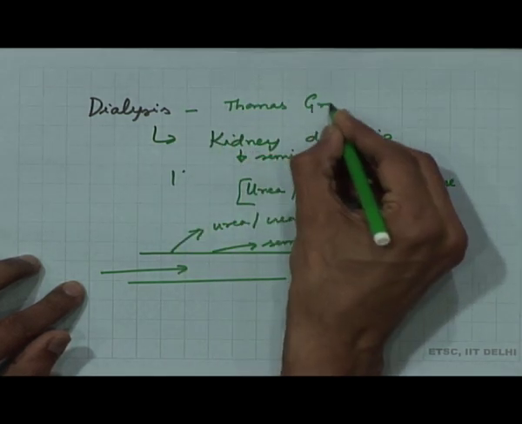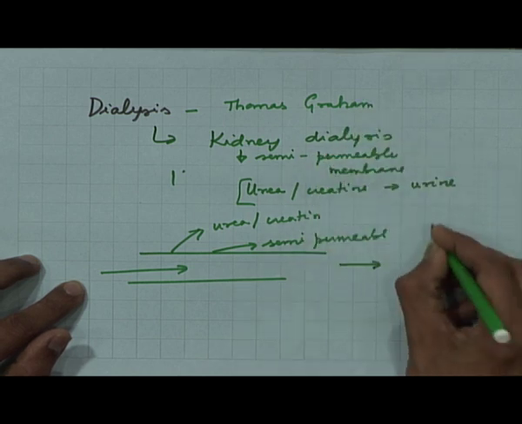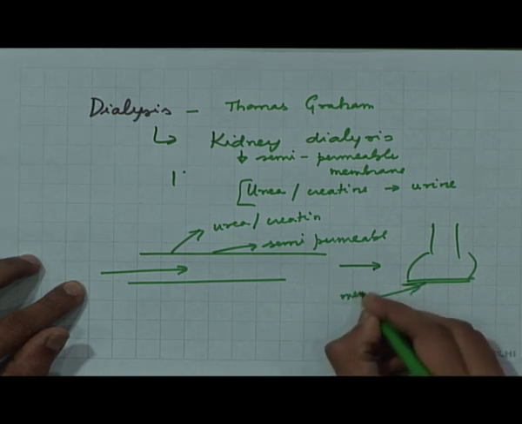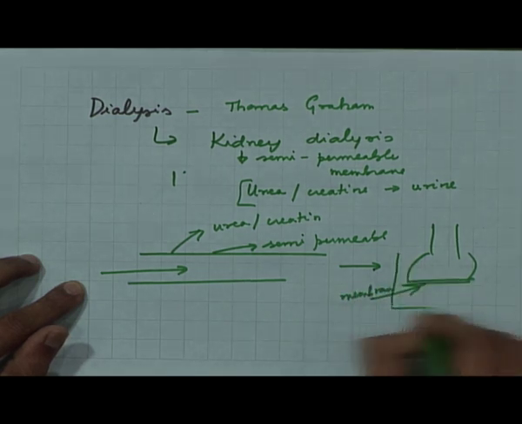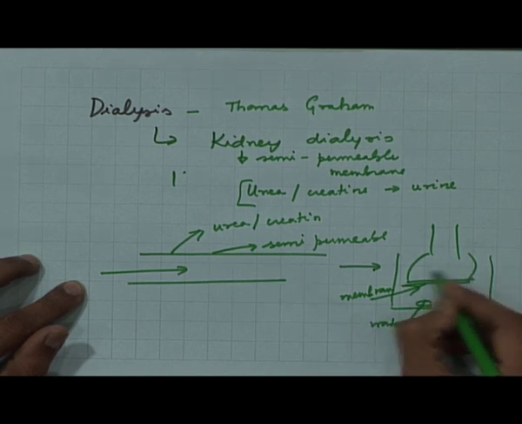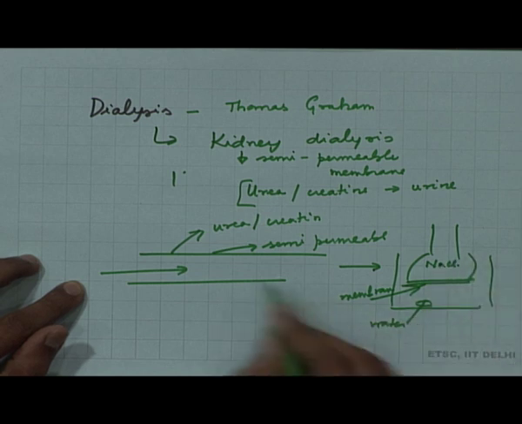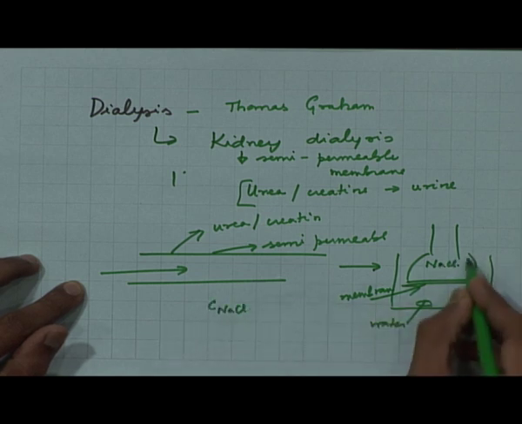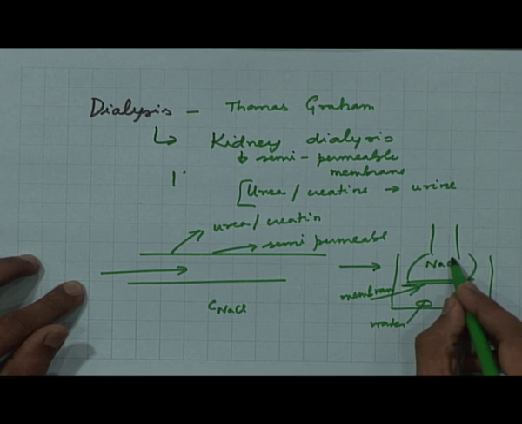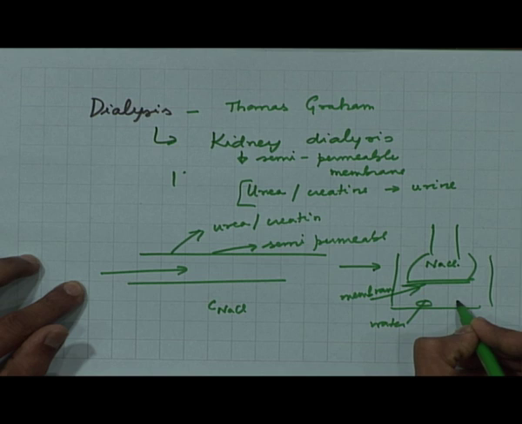I hope you remember that experiment, right? You take something, you have a membrane, and you put this here, water. So, the concentration here, let us imagine it is sodium chloride, the concentration of NaCl in this is higher than this, as a result of which the sodium chloride diffuses through the semi-permeable membrane and comes into here.